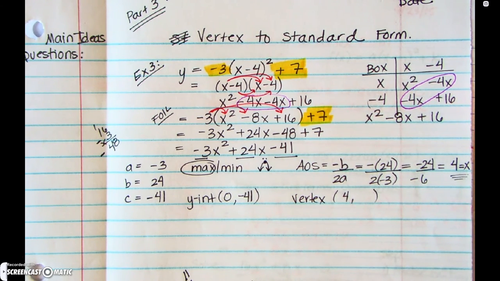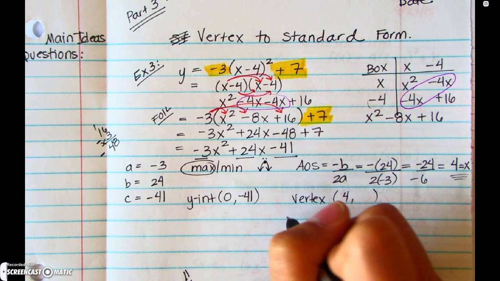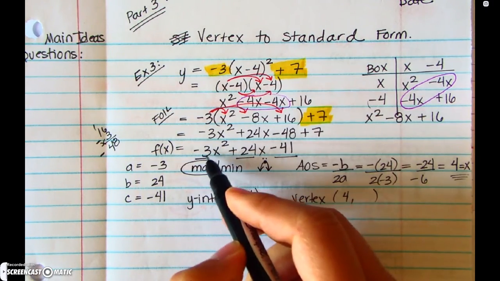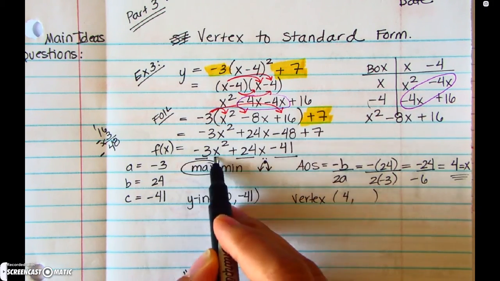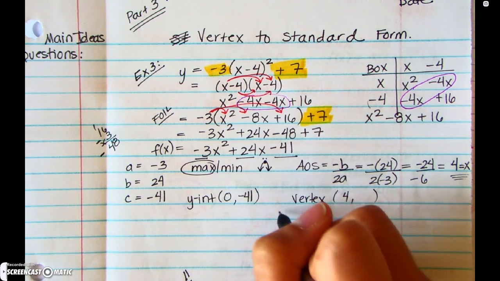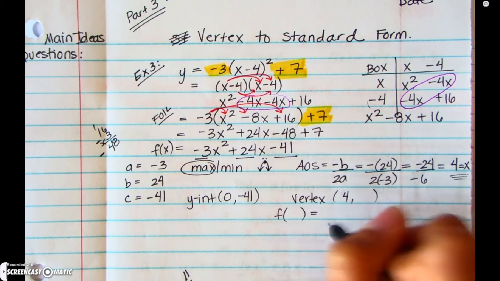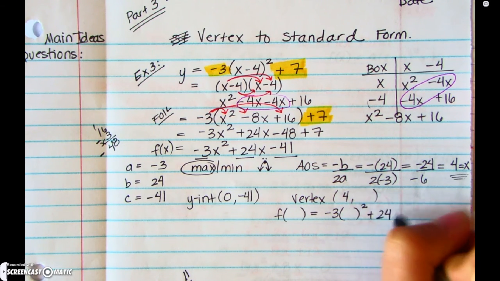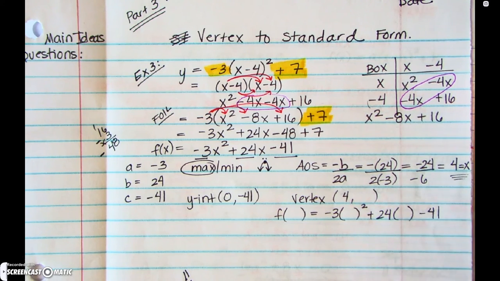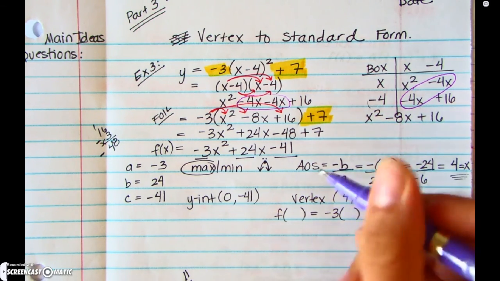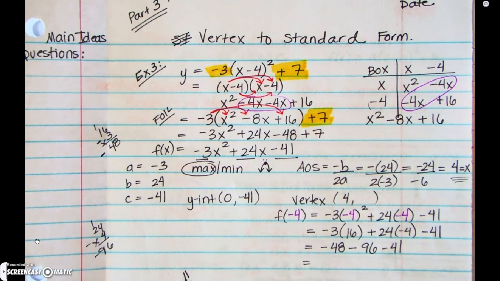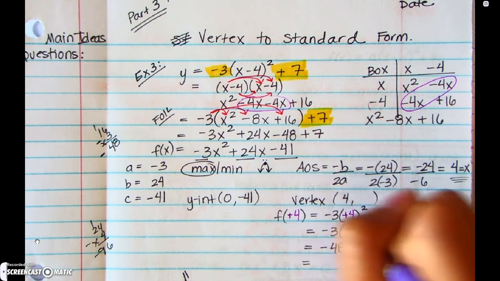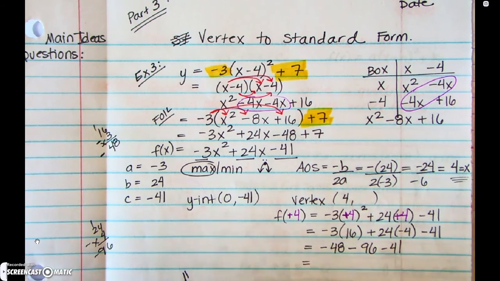We don't know what that something is, but all we need to do is go back to our function. We changed it from vertex to standard, and now wherever we see an x, we're going to substitute in +4. So I really have f of 4 is equal to -3 times 4 squared plus 24 times 4 minus 41. So you're going to substitute in the +4. I accidentally put -4, okay? So I'm going to change that to +4 everywhere.